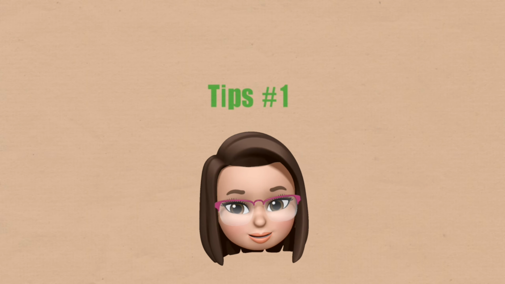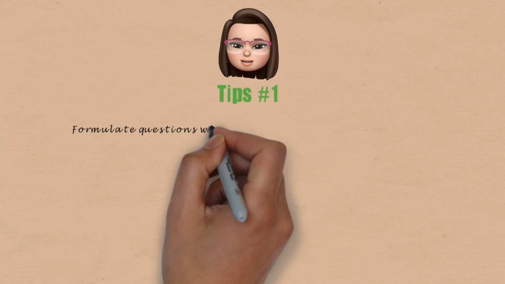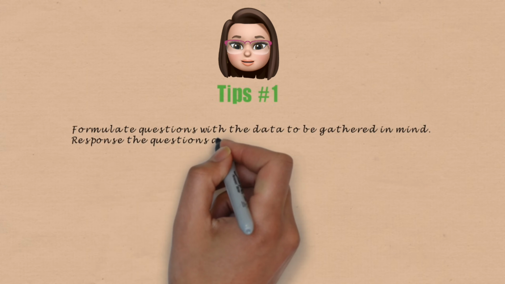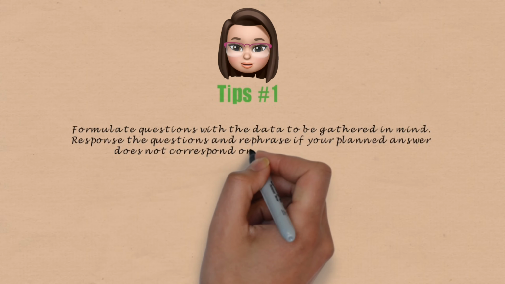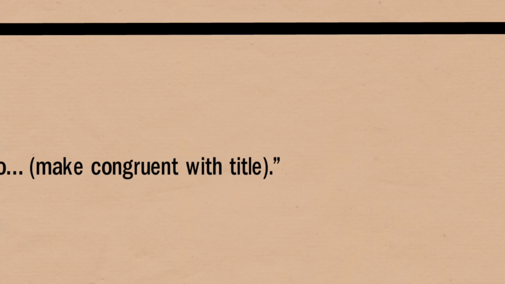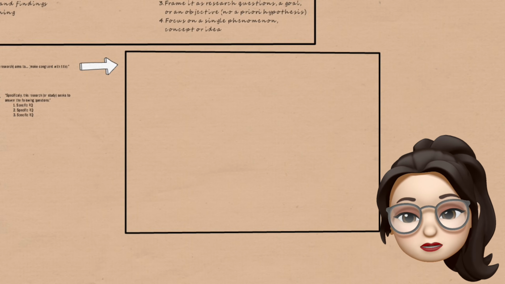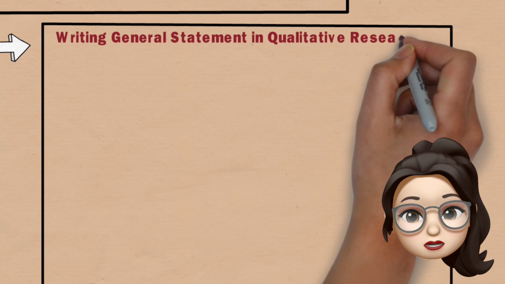For tip number 1, formulate questions with the data to be gathered in mind. Respond to the questions and rephrase if your planned answer does not correspond or match the questions. To make your general statement in qualitative research easier, you may follow this pattern.